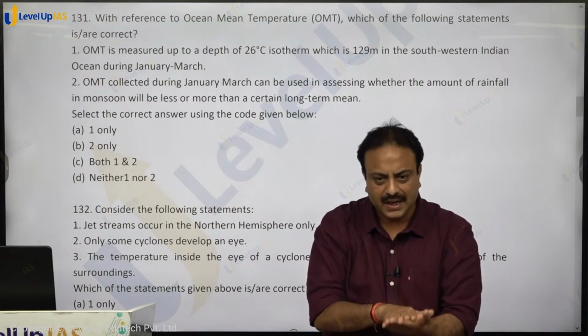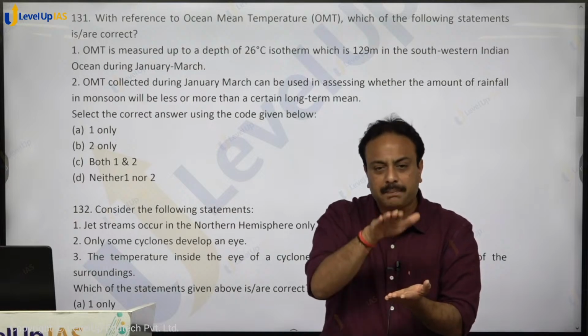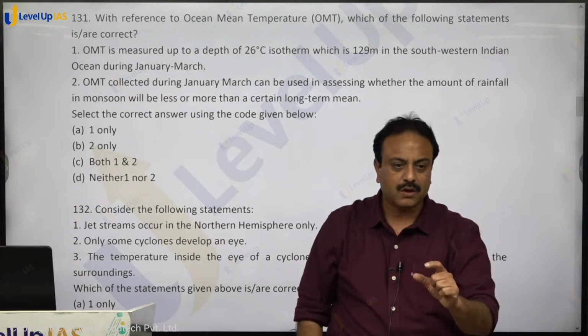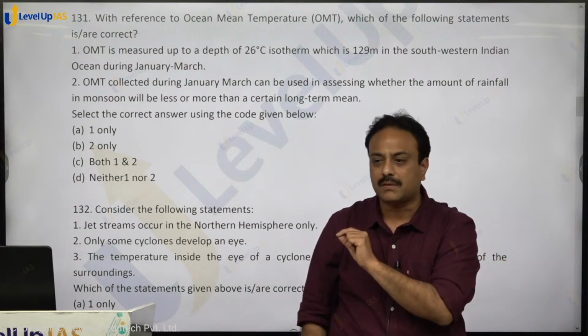Clear on that? The depth up till which we will record the high temperature of 26 degrees Celsius, that is called 26 degrees Celsius isotherm.